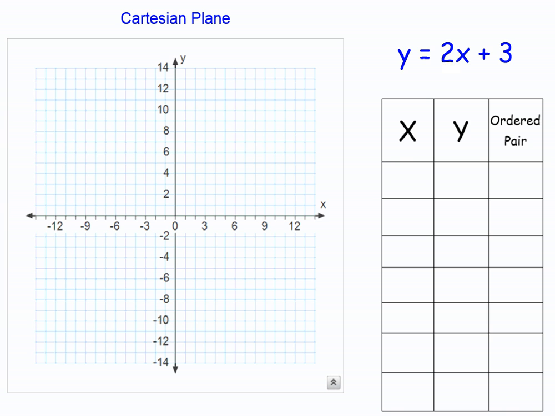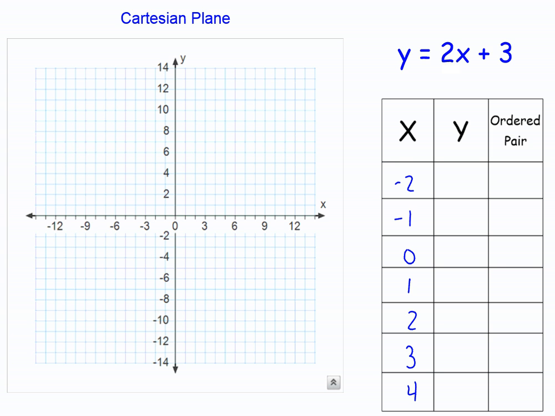So there's a chart here you're going to have to maybe make on the side, and we're going to graph y equals 2x plus 3. So that's an equation. Why is it an equation? It has what? An equal sign, right? So let's choose some x's. I'm going to choose -2, -1, 0, 1, 2, 3, and 4. Okay, so those are my independent variables, the ones I'm technically manipulating.